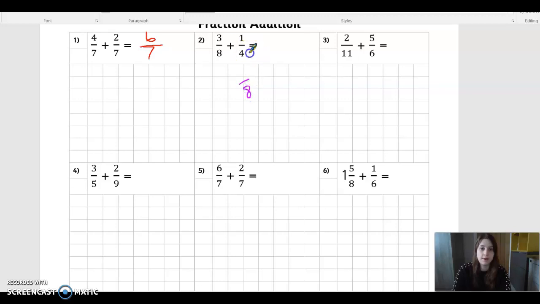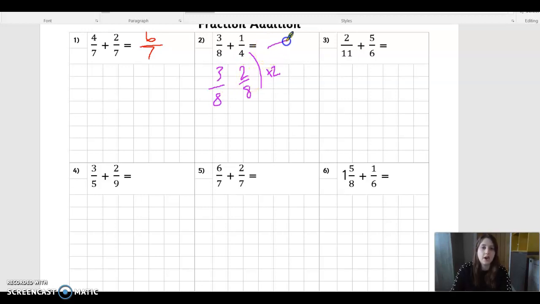So if you remember, you think about what you've timesed it by and do the same to the top. So to get 4 to 8, I've timesed it by 2. And so I've got 1 times 2 would give me 2. So then I've got them the same. So I've got 3/8, because that stays the same.